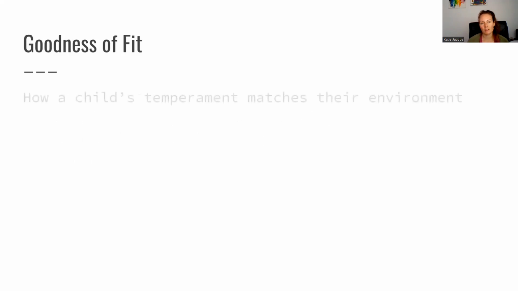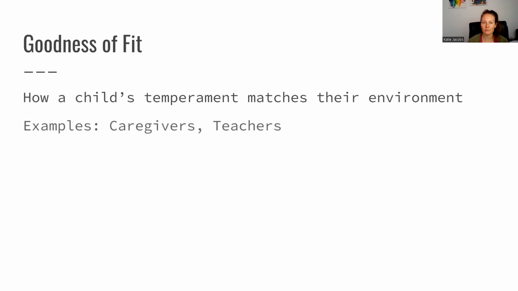We also have goodness of fit. This is how a child's temperament matches their environment. So for example, it might be your caregiver. If you have a kid that has a lot of energy, is constantly moving, while you have a parent that's very reserved and doesn't like a lot of noise and stimulation, that might not be a great fit, and that can cause problems for a child.